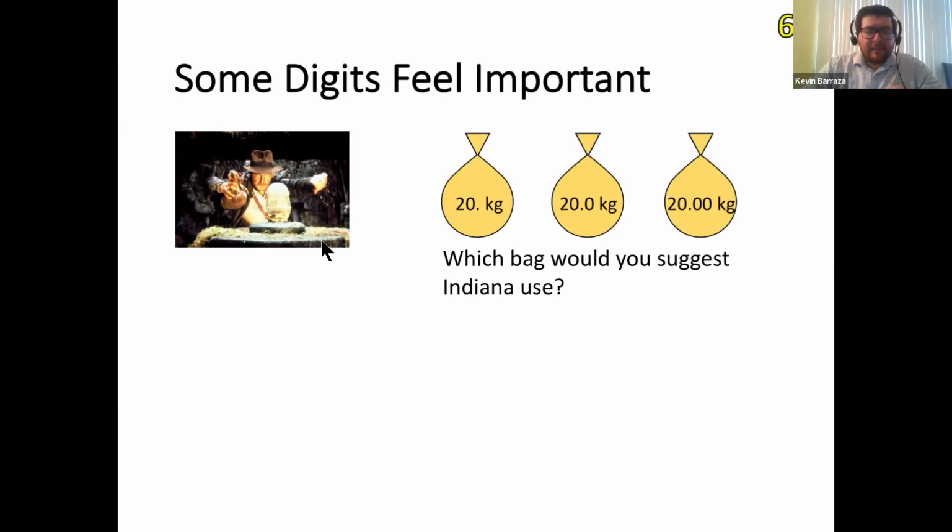If he is convinced that the bag he needs to swap needs to be 20 kilograms, and he has 3 options: 20 kilograms, 20.0 kilograms, 20.00 kilograms. If he's convinced that it has to be as close to 20 as possible, then which bag should he use? The first, the second, or the third? It's number 3, right? Yeah. And we gravitate towards numbers that have more decimal places, right? It's this idea that it feels more important that we have those zeros.